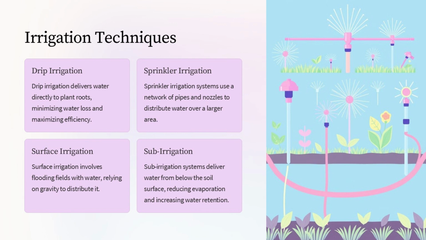Each technique has its own advantages and disadvantages in terms of efficiency, water usage, and suitability for different applications. The choice of irrigation method will depend on factors like crop type, climate, soil conditions, and available water resources.